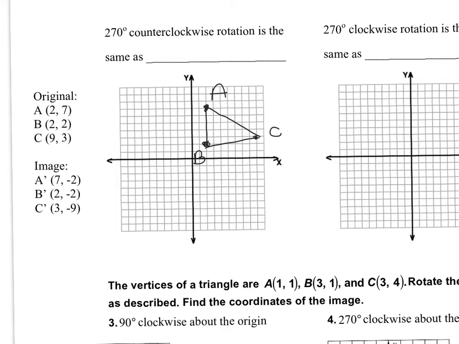The image is going to be 7, -2, so all the way to 7, down 2. Over 2, down 2, that's B prime. The original one was A prime. And then over 3, down 9. We connect these, and I want you to tell me what type of rotation this is.